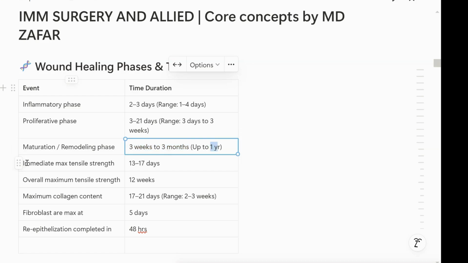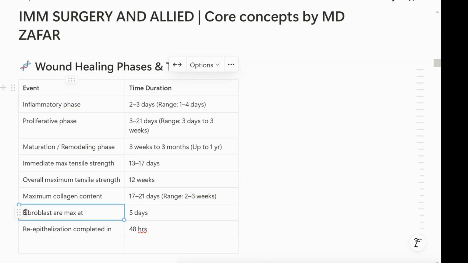Now, the next question that can be asked is: when is the immediate maximum tensile strength achieved by a wound? The answer would be the 13th to 17th day. Another question: what is the overall maximum tensile strength? That would be at the 12th week. Then they can ask you what is the maximum collagen content present in a wound, like which week or which date. In that case, you will have to choose 17 to 21 days. Another reference could be the 2nd to 3rd week.